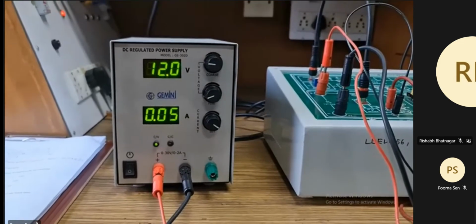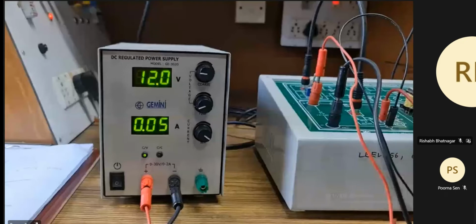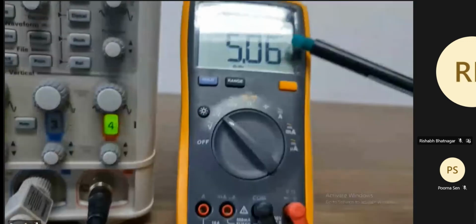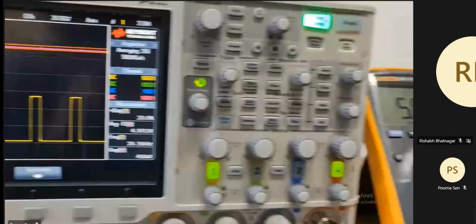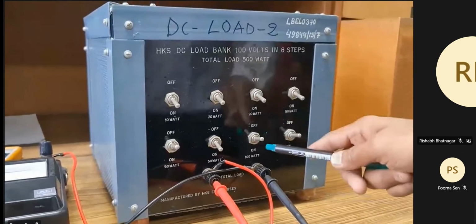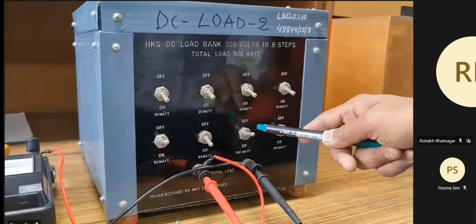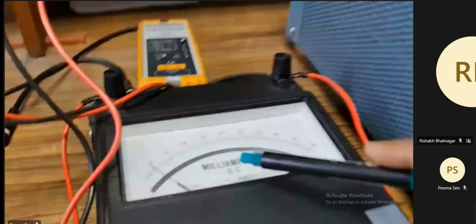To demonstrate this, first I will set the supply voltage to 12 volts, and the load current is roughly 80 milliamperes, while the load voltage is maintained at 5 volts. The duty ratio is maintained at 23% to maintain the load voltage of 5 volts. If I want to change the load, this is a load bank. By switching on these knobs, we can change the load. At this moment, the load current on the meter is roughly 80 milliamperes.